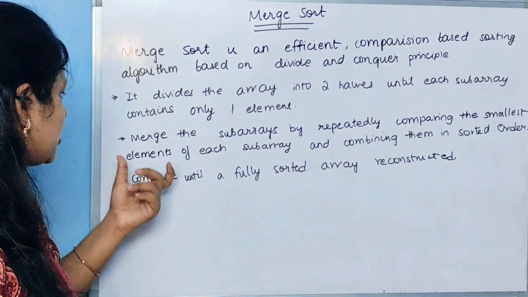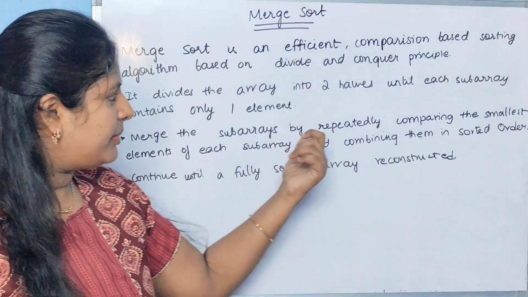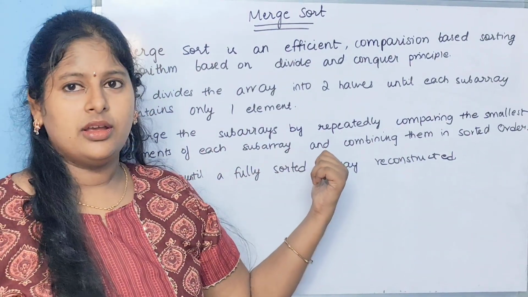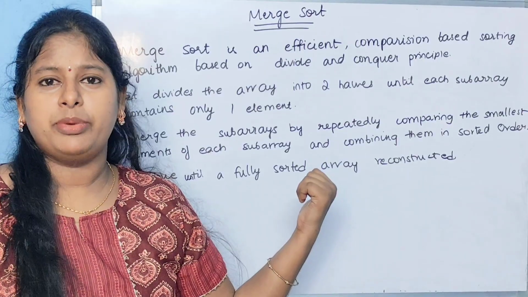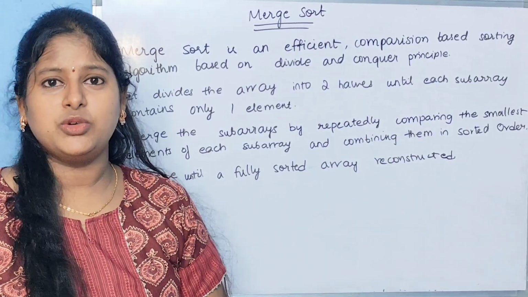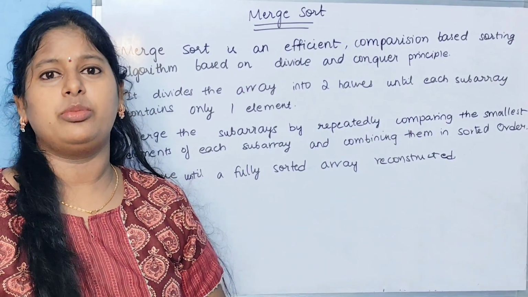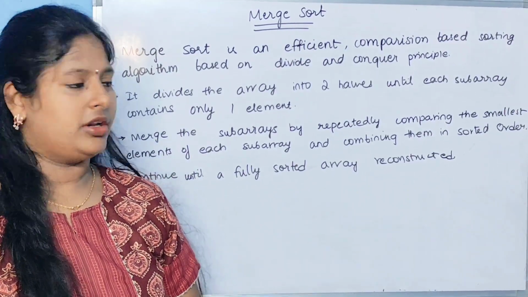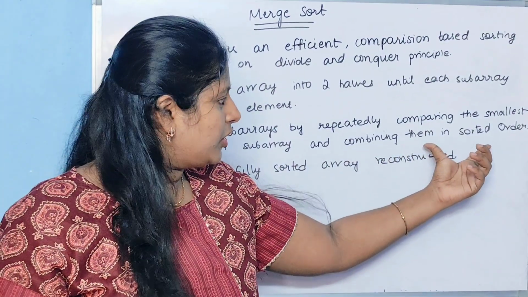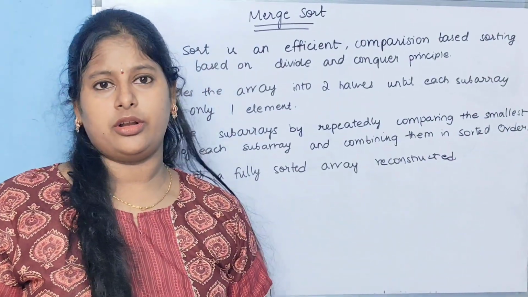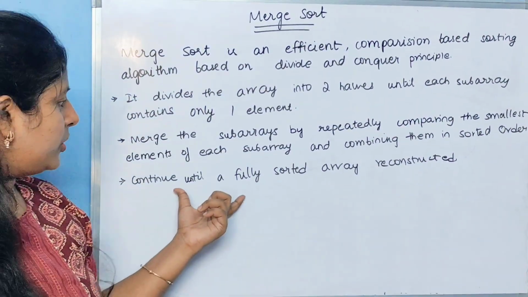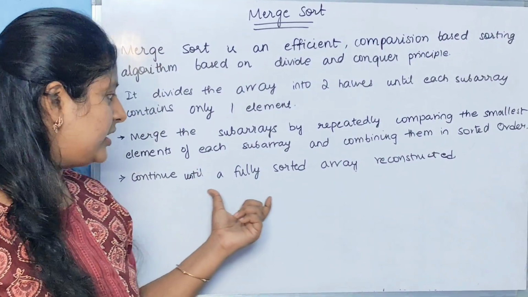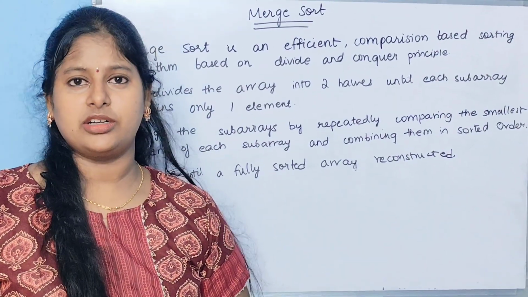Okay? Then merge the subarrays by repeatedly comparing the smallest elements of each subarray, right? While comparing and combining, at last you have to compare each and every element in the array, right? Only then can you get them into sorted order. Finally, combine them in sorted order and continue until a fully sorted array is reconstructed, right?